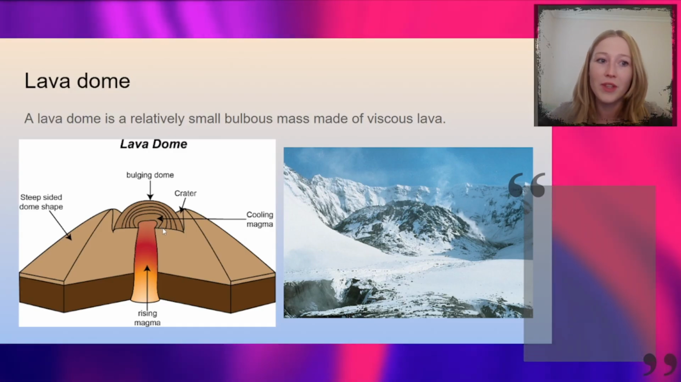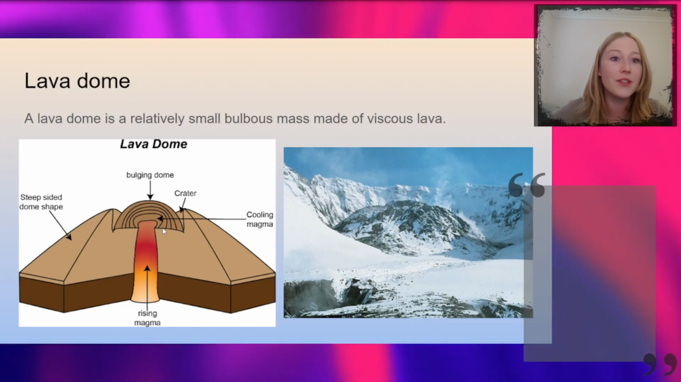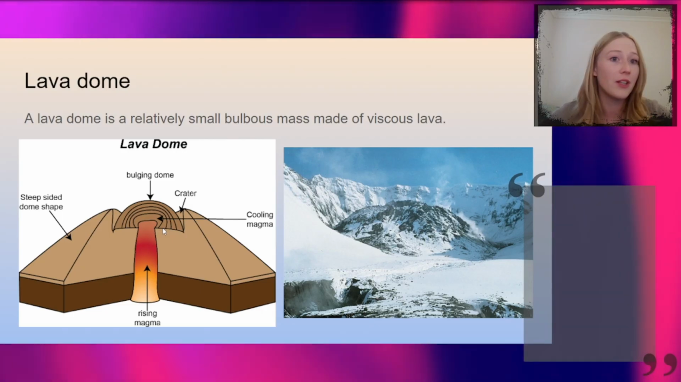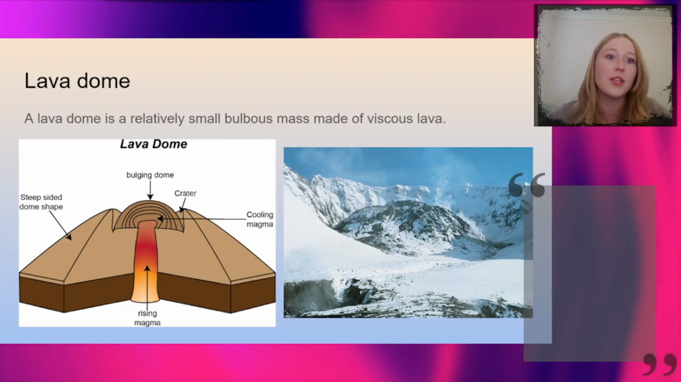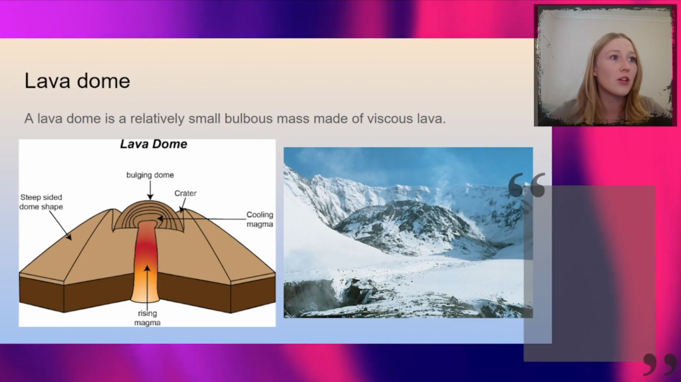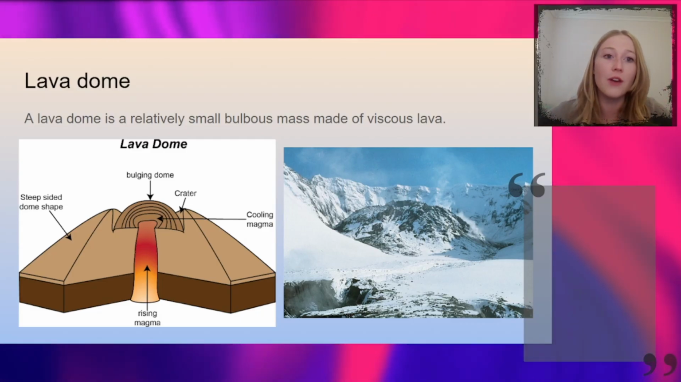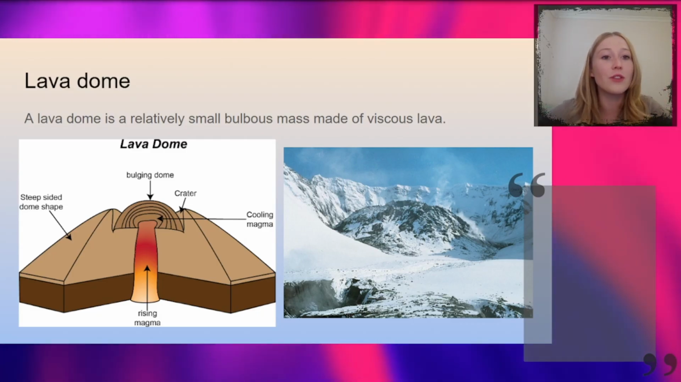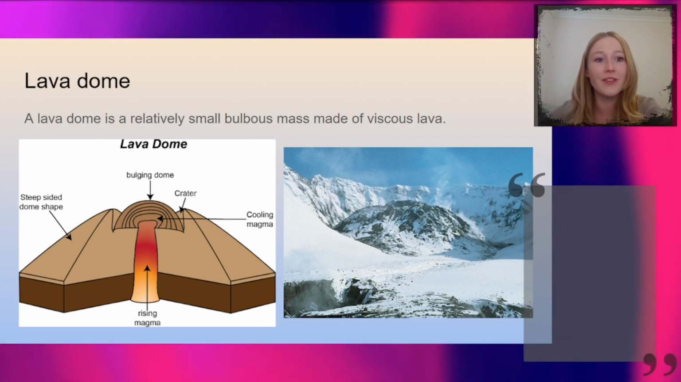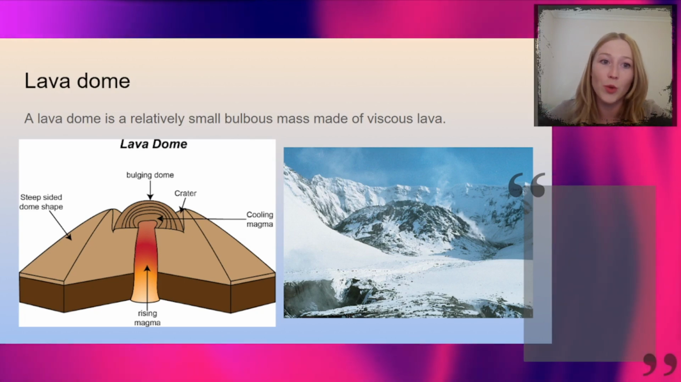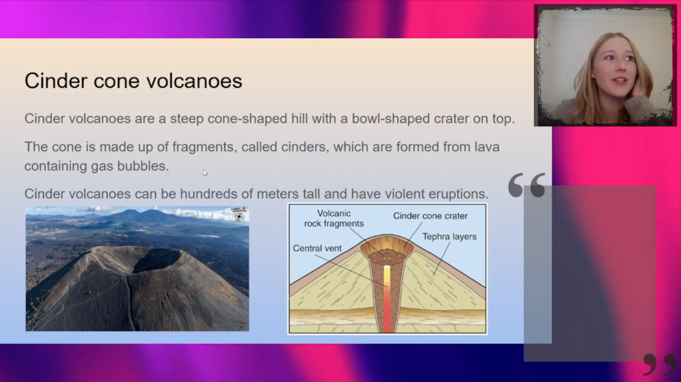in this bulb type of shape. So these two volcanoes are very similar in the way that they don't have very big eruptions, they're both just formed by this slow trickling of lava. It's the viscosity of the lava that influences the shape of the volcano. Okay, and then we get to the cinder cone volcano.